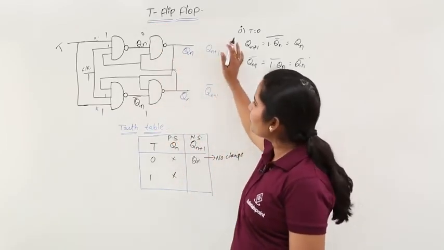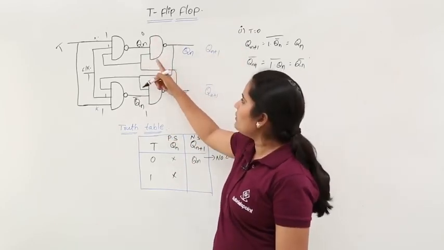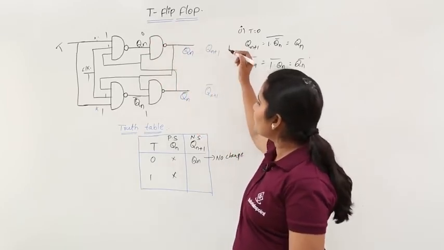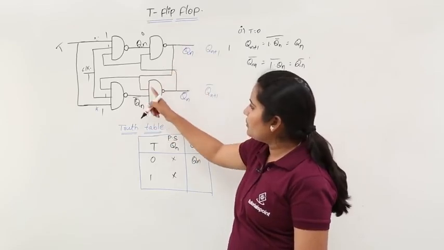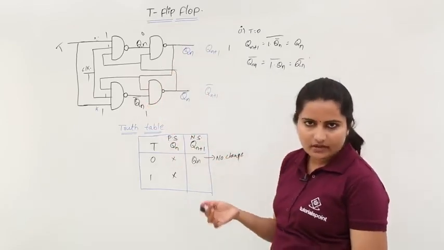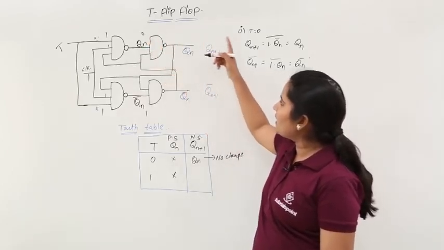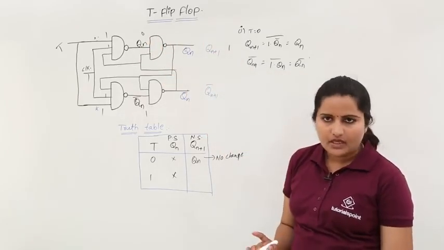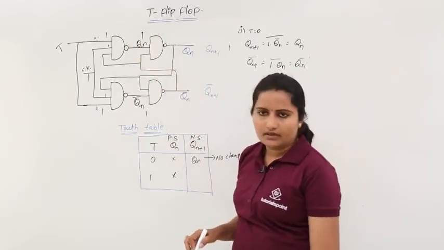Then what is the output you are getting, what is the Qn plus 1 you are getting? That means 0 into anything bar you are getting 1 here, and here you are getting 1 into Qn bar, whatever you are having, that you are getting. So, whenever you are having 0, you are getting 1 as Qn plus 1. For example, Qn is equivalent to 1, you can consider here.